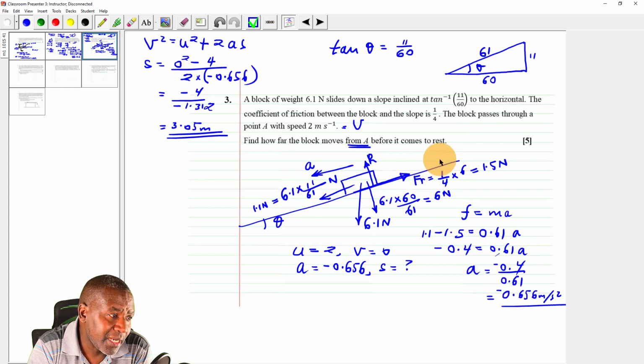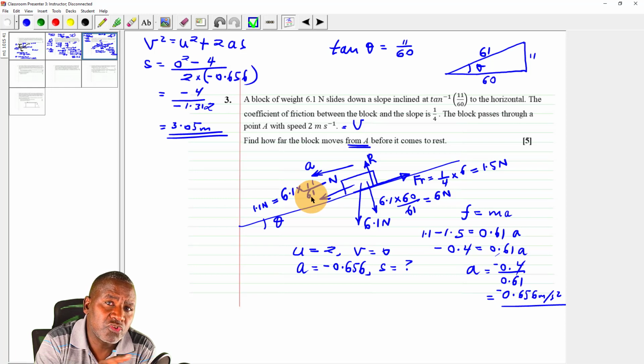Now, how did I come to know that the acceleration is uniform throughout? It is because these forces are not changing. This component is not changing, this component is not changing, so the acceleration must be uniform. So by working out the acceleration at a given point, it's as if I've worked out the acceleration throughout the whole motion. And that is how you would work out question number 3.